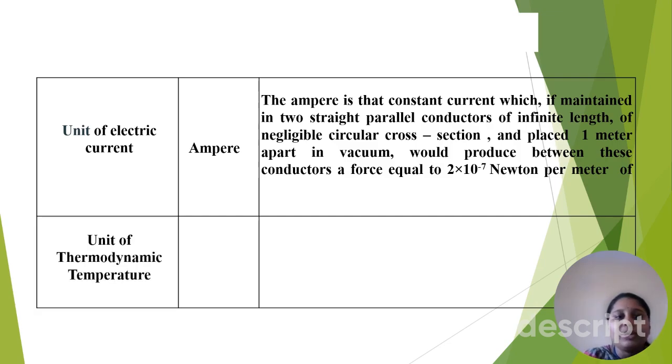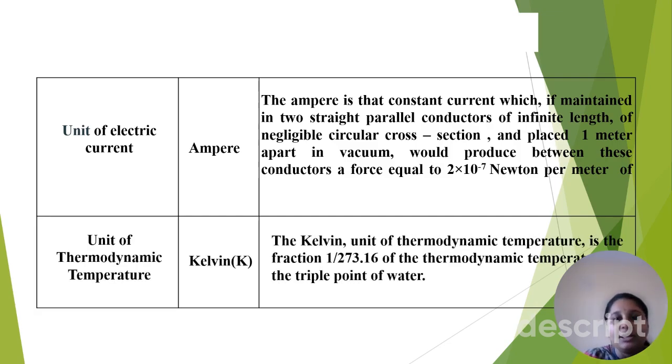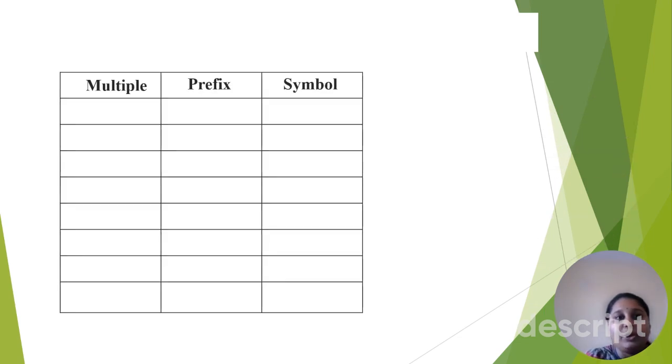So unit of thermodynamic temperature is Kelvin. So Kelvin is the fraction, that is 1 by 273.16, of the thermodynamic temperature of the triple point of water, which is also known as the triple point of water.